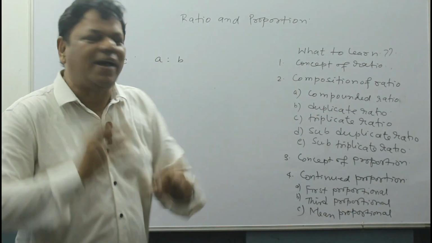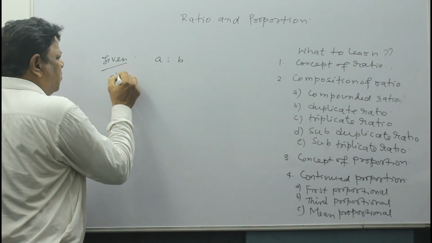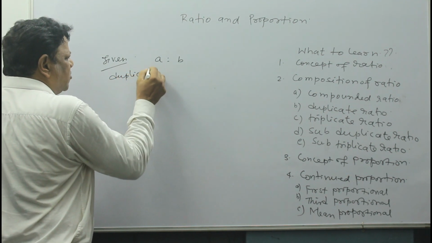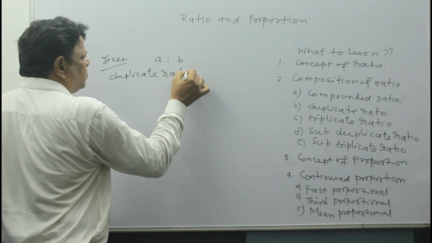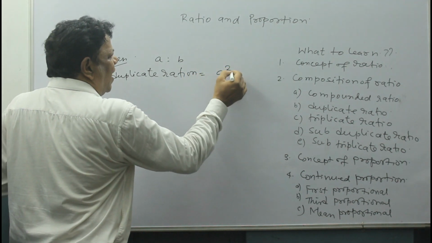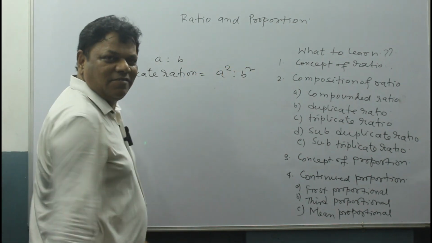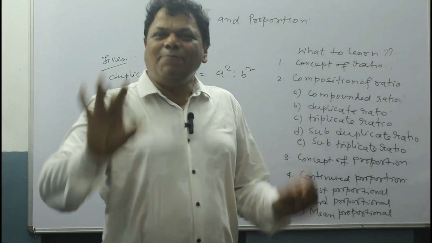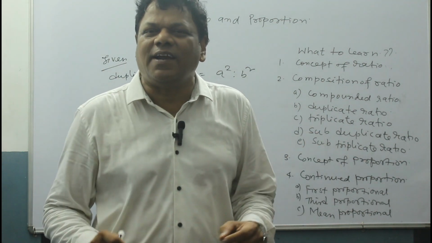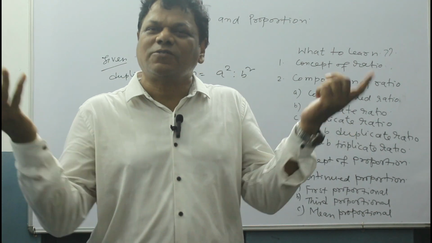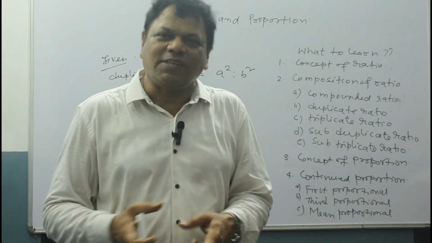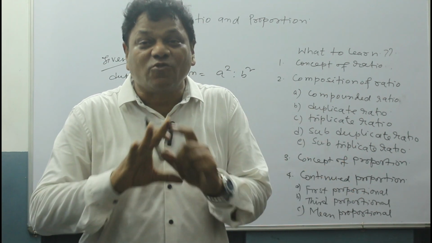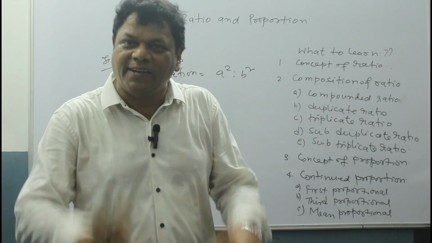Duplicate is nothing but you have to do the square. So what is the duplicate ratio? A square is to B square. Simple. If given 2 is to 3, what is the answer? 2 square is to 3 square. 2 square means 4, 3 square means 9. Only square you do, that is the duplicate ratio.